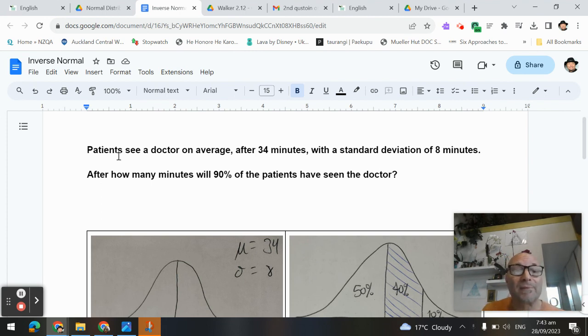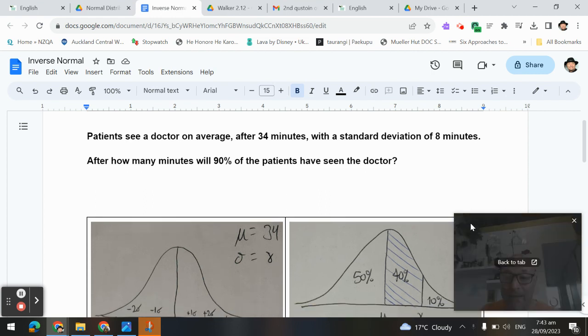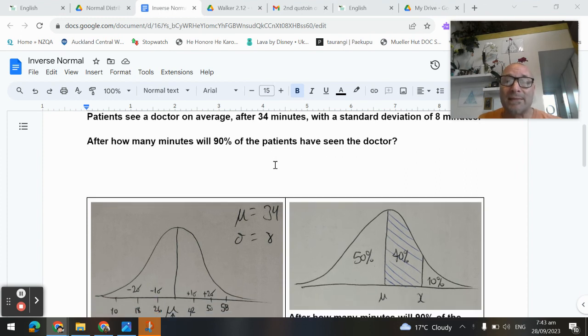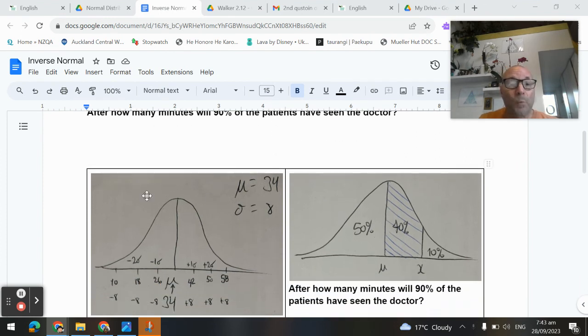So patients see a doctor on average after 34 minutes with a standard deviation of 8 minutes. After how many minutes will 90% of the patients have seen the doctor? So with a mean of 34 minutes and a standard deviation of 8, we get something like this. There's our normal distribution curve.